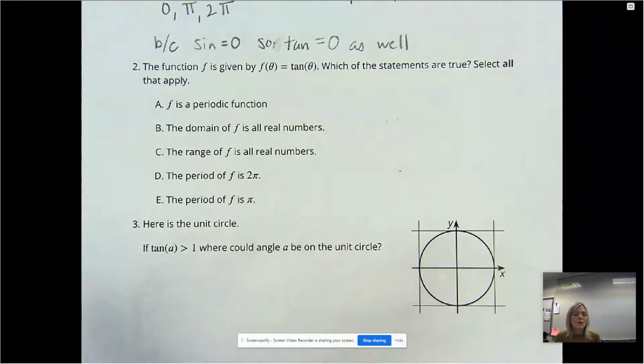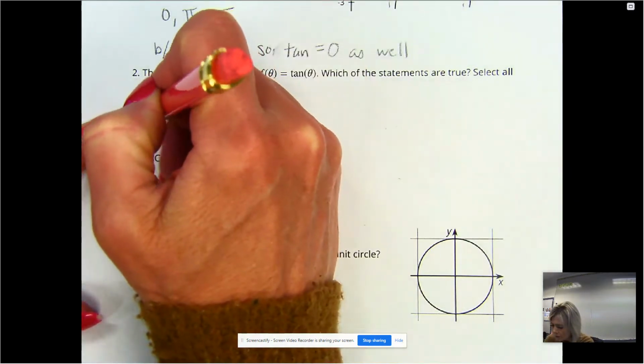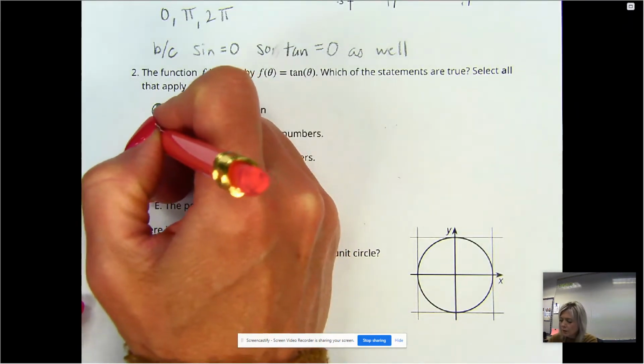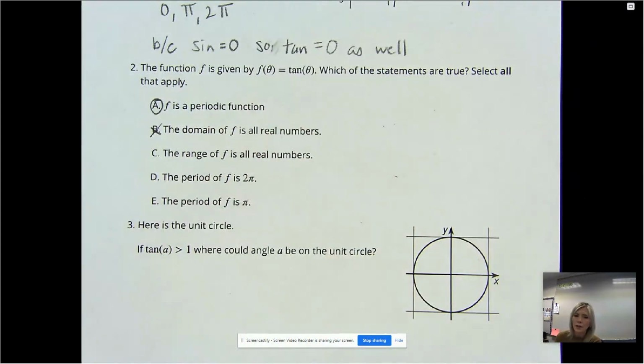Okay, number 2, the function f is given by f of theta equals tangent theta. Which statements are true? Select all that apply. Okay, so yes, this is a periodic function. We saw that when we graphed them in class today. B, the domain is all real numbers. That's not true because there are places where this is undefined, and so the domain is not all real numbers. But the range is all real numbers.